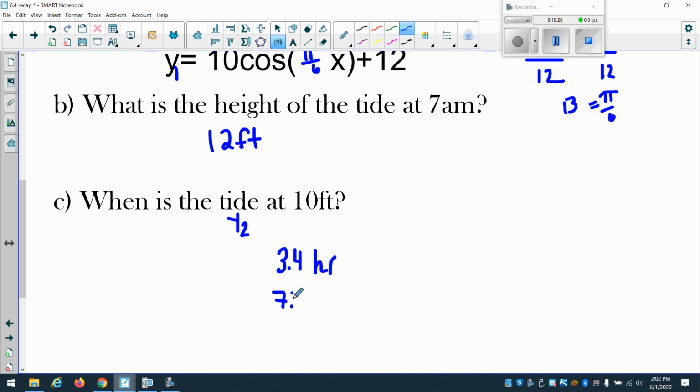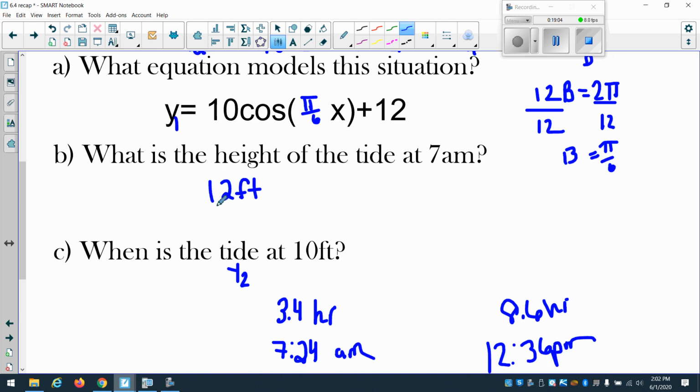So it will be 7 a.m. and 0.4 minutes is 24, because you take 0.4 times 6. So that's 7:24 a.m. And then 8.6 hours: 8 hours after 4 a.m. is 12 noon. 0.6 minutes is 36. So that's 12:36 p.m. And that's how you would answer those two.